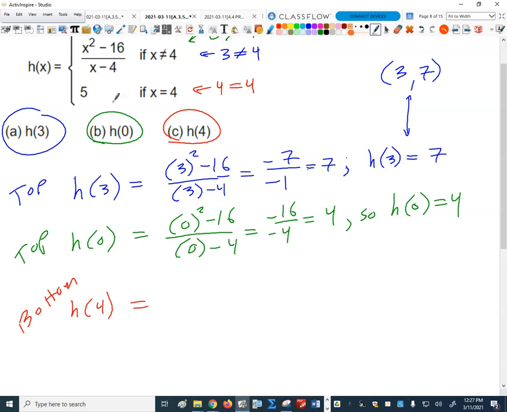And what's my output for the bottom? Well, there's no place to even plug an x. The answer is always 5. So h of 4 equals 5.